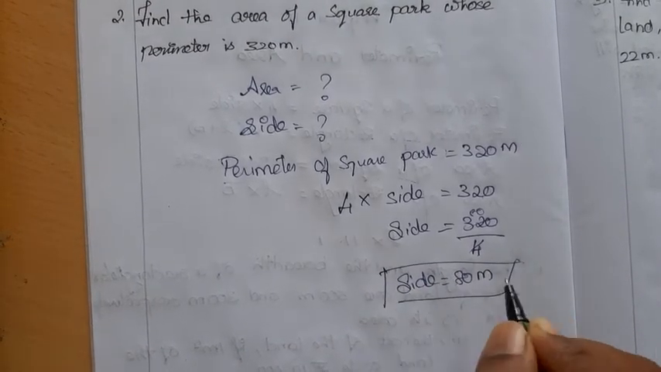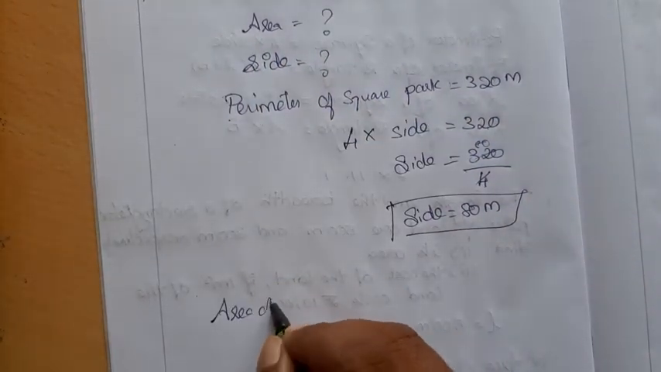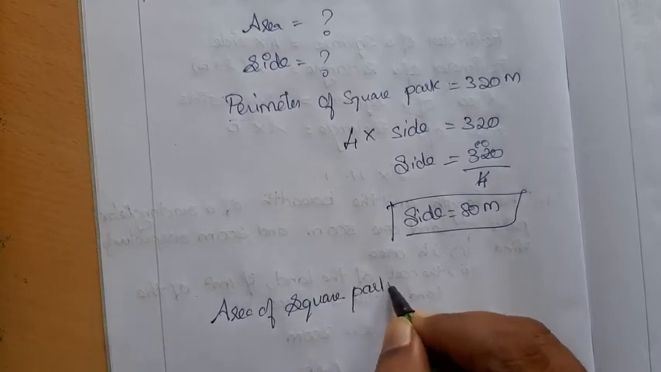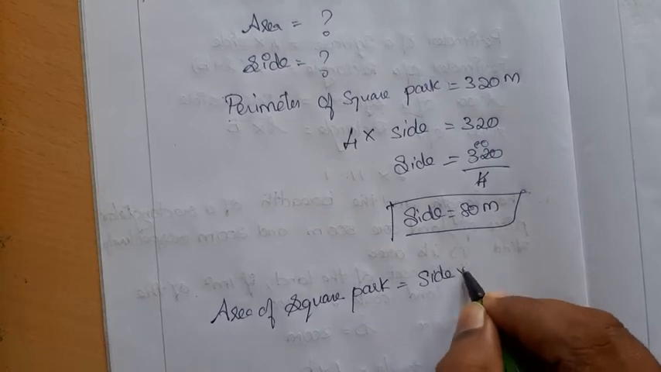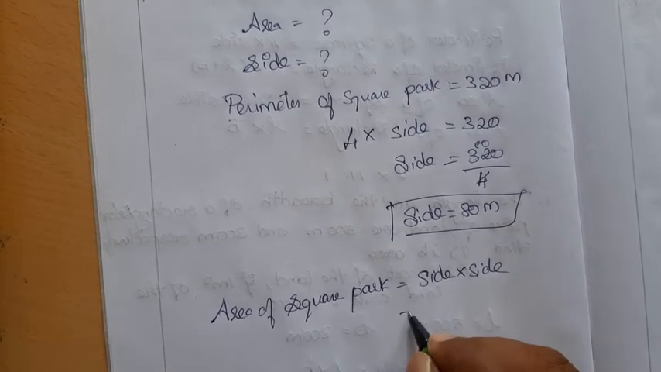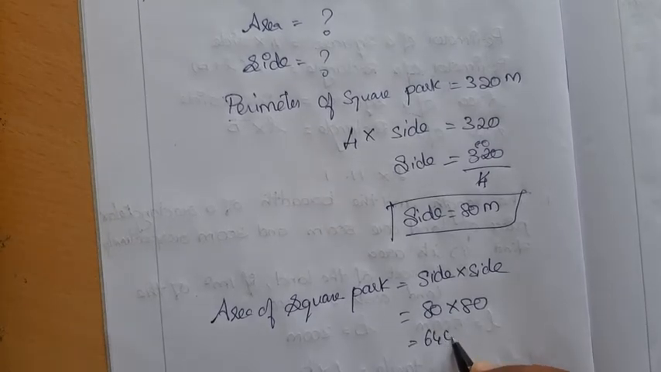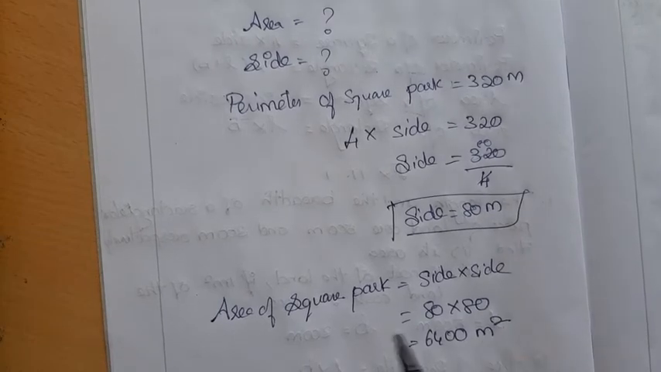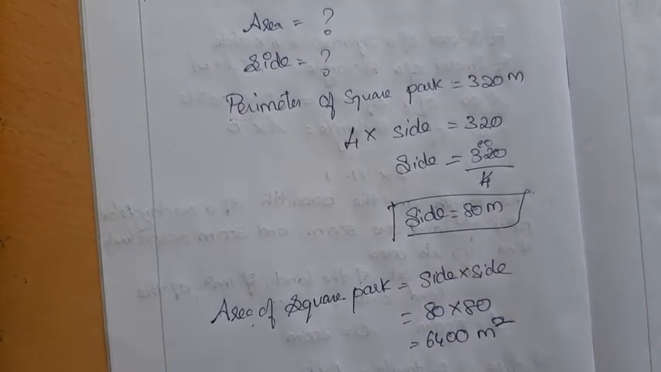So we found the side, then we can find the area also. So area of square park is equal to side into side, right? That is 80 into 80, 8 8s are 64 and 00. 6,400 meter square. Since it is a square, the side is only in meter, and the area is meter square.